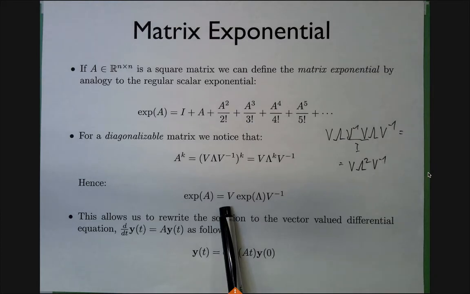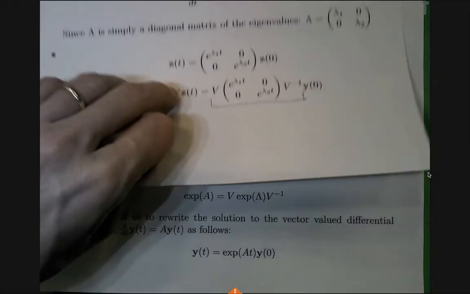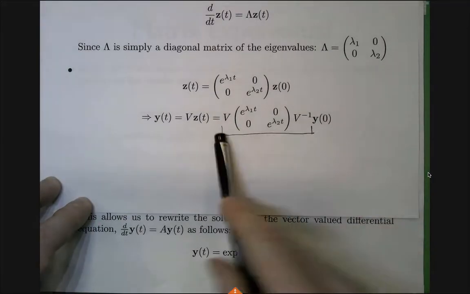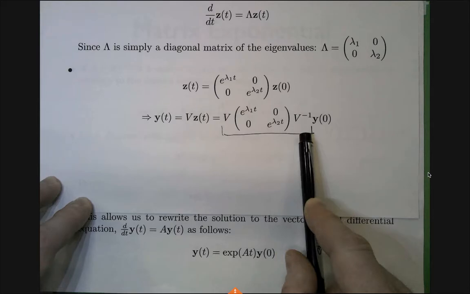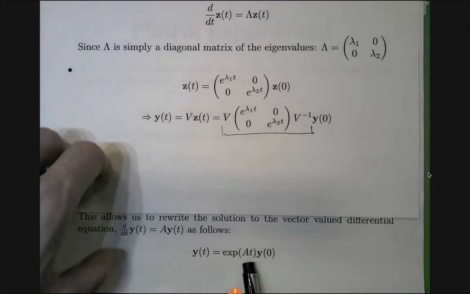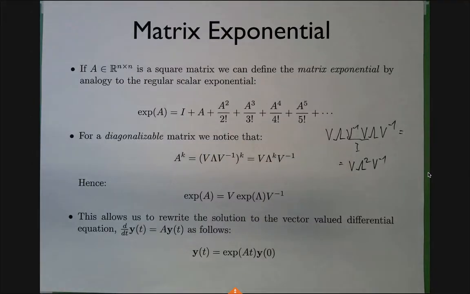And if you compare it to our solution of the differential equation, where was that? Here. You can just write here, instead of V, this matrix and V inverse, the exponential of A times t. The times t is important there, okay? y0 are still your initial conditions. Now the important thing is that you multiply the matrix A by t.